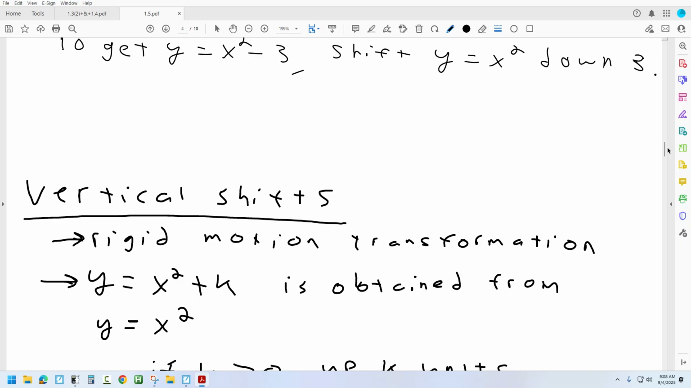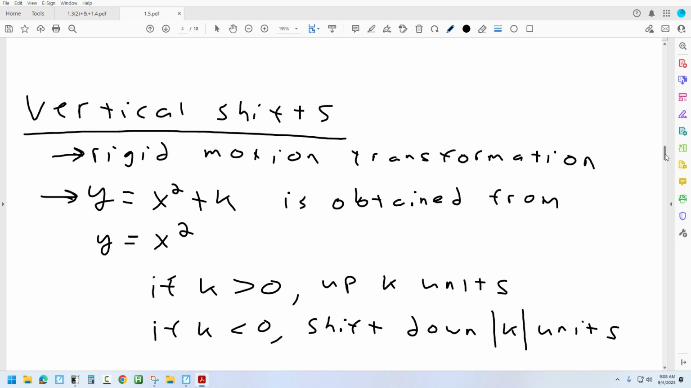So in order to get y equals x squared plus k from the parent function, there's 2 rules. If this value is greater than 0, you're going to shift up that many units. If that value is less than 0, you're going to shift down. Notice I said shift down absolute value of k units. Why did I put absolute value there when we talk about shifting down?